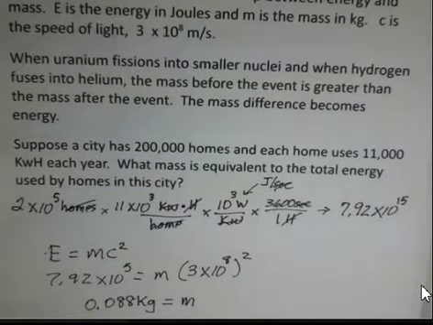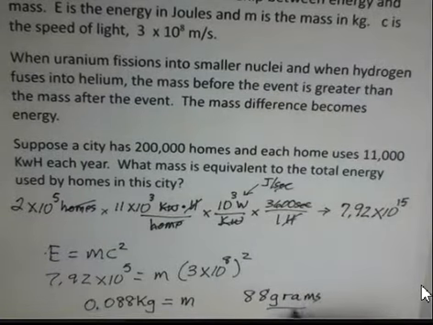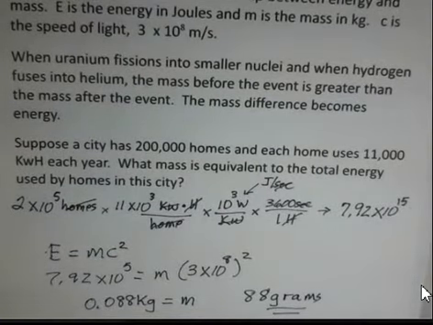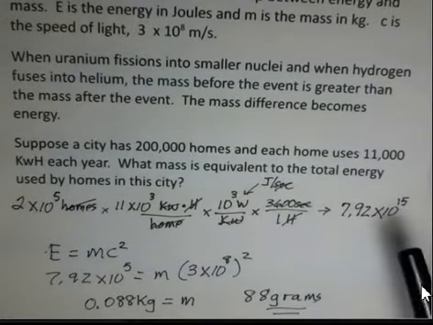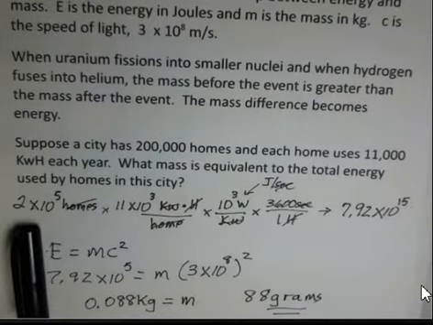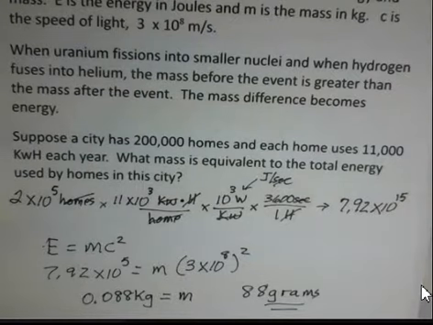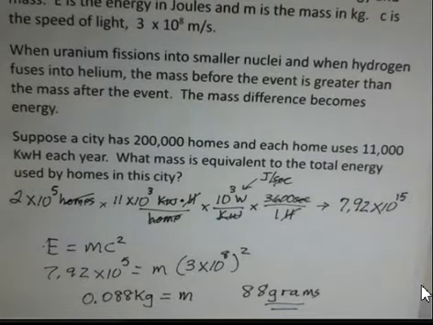If I want to talk about grams, this is kilograms. I'd have to shift by 3 places. So this would be about 88 grams. 88 grams of mass is equivalent to the amount of energy to supply a city of 200,000 homes that each use this average amount of energy per year. So you may or may not think that's a lot. It's not really very much. 88 grams disappearing, just very, very roughly.